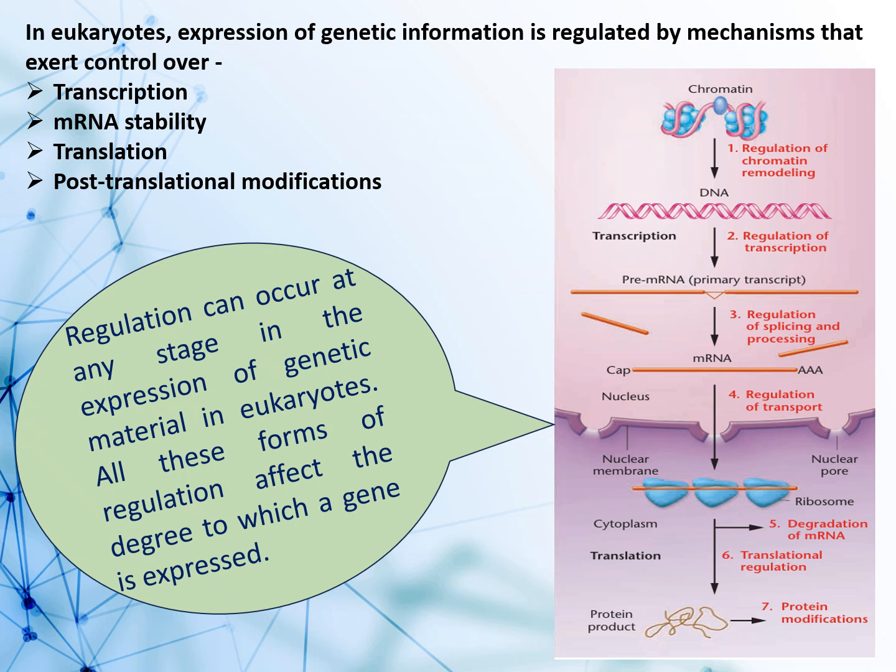So, in this slide, you can see the various forms of regulation which are followed as a molecular mechanism in gene regulation in the eukaryotes. It starts with regulation of chromatin remodeling, regulation of transcription, regulation of splicing and processing, regulation of transport, degradation of mRNA, translational regulation and protein modification.